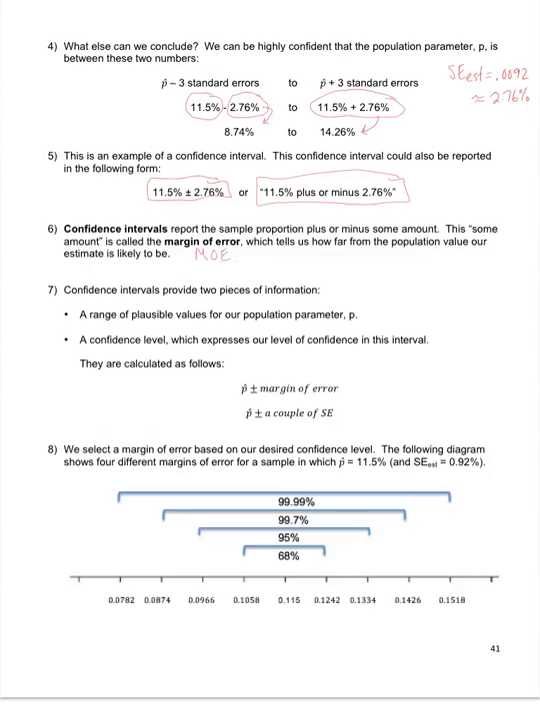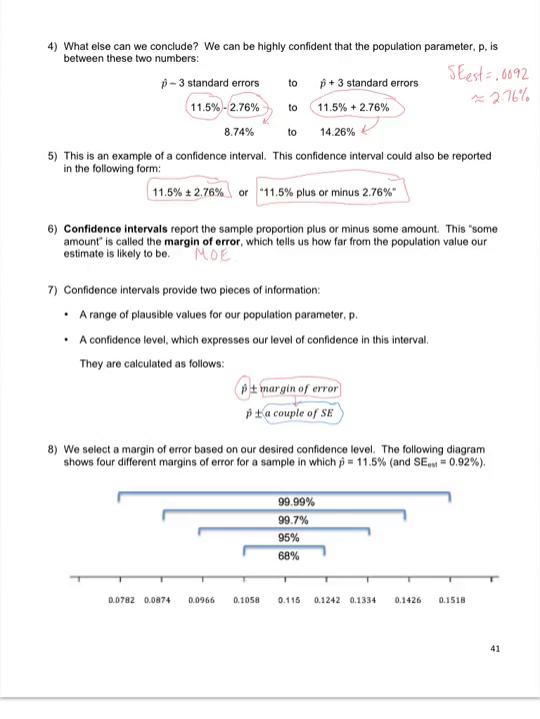So our confidence intervals provide 2 pieces of information: a range of plausible values for a population parameter p, and a confidence level, which expresses our level of confidence in this interval. And they are calculated as follows. We take our sample result, or statistic, p hat, and we add and subtract our margin of error. And our margin of error is just a couple of standard errors. All right, so we select a margin of error based on our desired confidence level.